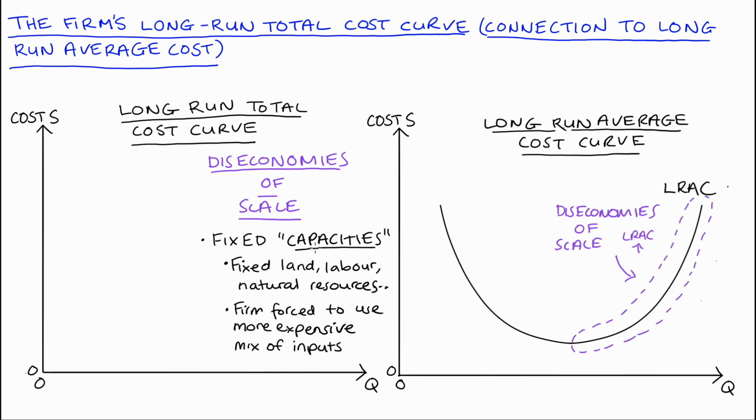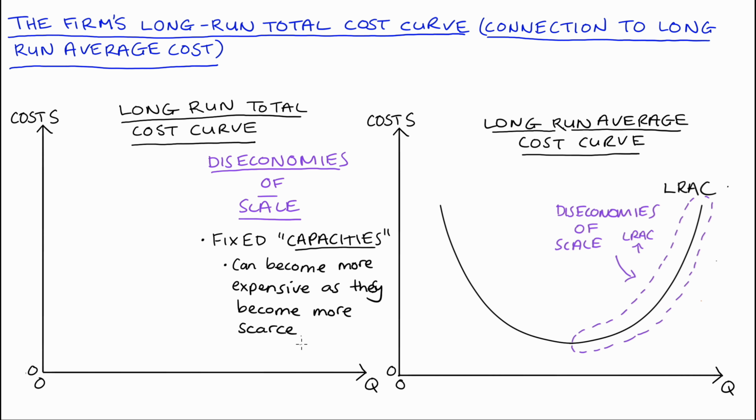Now, one thing you might say is that these fixed capacities do differ from our short-run fixed inputs because there's no possibility of getting rid of these constraints. So that's how they really differ from the short-run fixed inputs to production. Now, related to this, we might say if those fixed capacities become more expensive as they get more scarce, then the firm's cost of inputs to production will increase as their quantity increases.